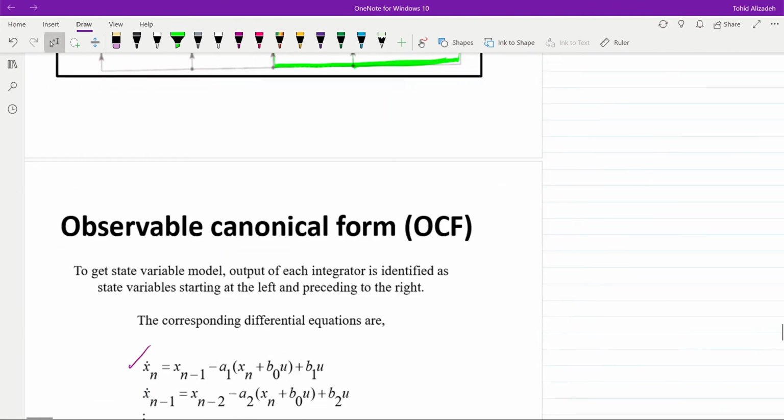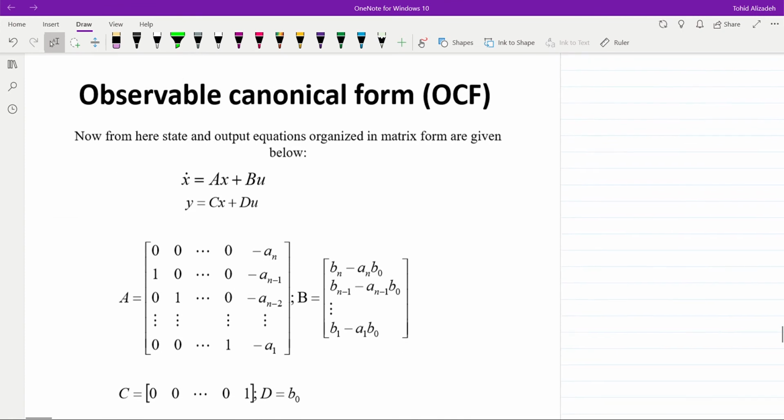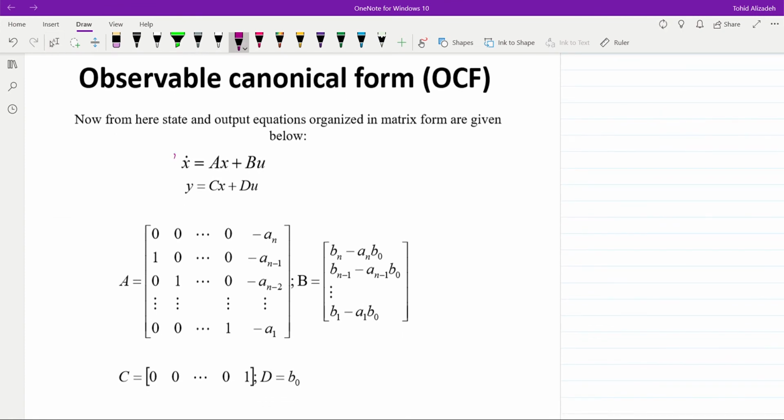Now we can put everything in the form of a matrix. We have x dot equal to Ax plus Bu, y is equal to Cx plus Du, and therefore we have A as this matrix. So we will have the coefficients which we had at the denominator as the last column. They will form the last column, minus an, minus a(n minus 1), till minus a1. The first row will be 0 apart from the last element, and the rest of the matrix will be in the form of a diagonal submatrix with 1s at the diagonal elements.